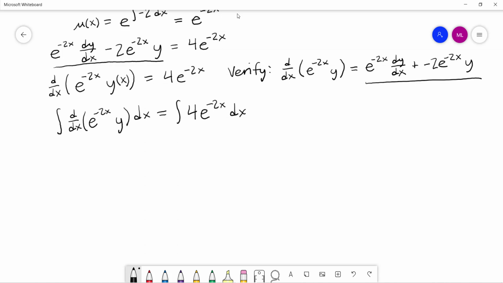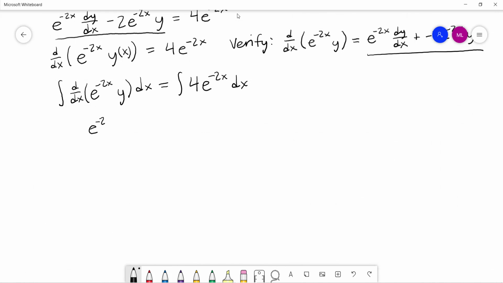Integrate both sides, and on the left, I'm just going to get e to the negative 2x times y. The integral and derivative cancel. And on this side, we actually have to do the integration. So what's the integral of 4 times e to the negative 2x? I know it's going to be e to the negative 2x, because the integral of e to the negative 2x involves e to the negative 2x, and I just need to figure out the appropriate coefficient.